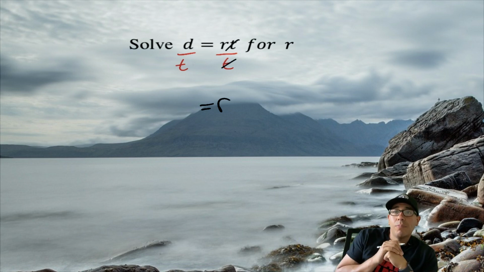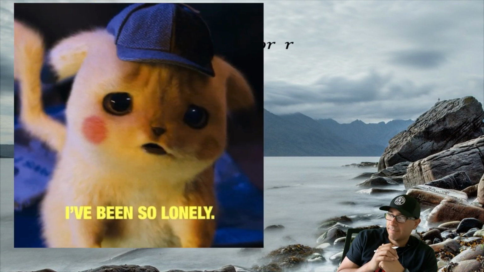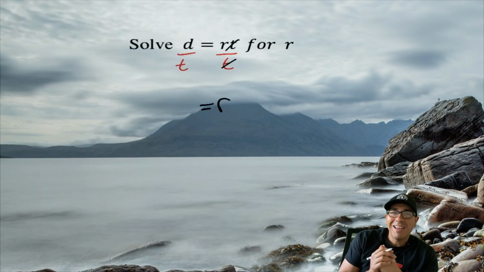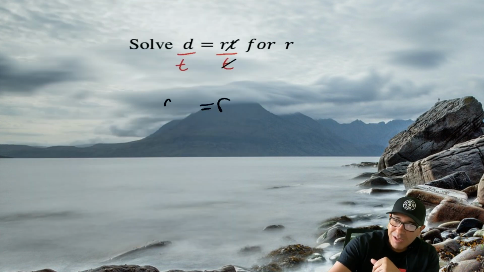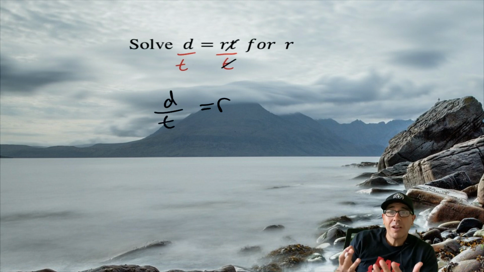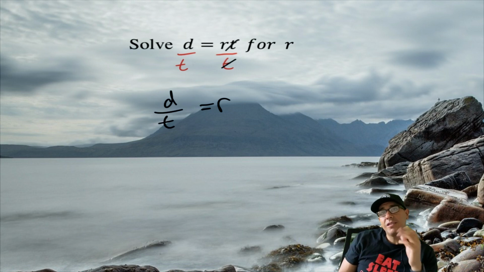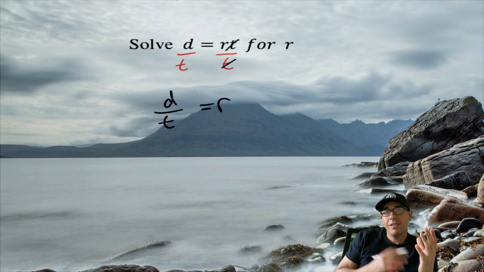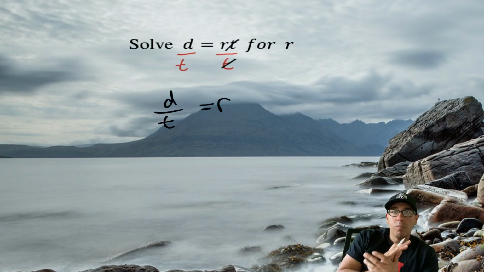Now we have that R isolated. It's all by itself, kind of like many of us. I've been so lonely. And on our left-hand side, we get D over T. So now we've solved for R. When we're trying to find a rate, we just take the distance traveled divided by the time. And boom, there's our first example. Let's dig a little deeper. Example 2.